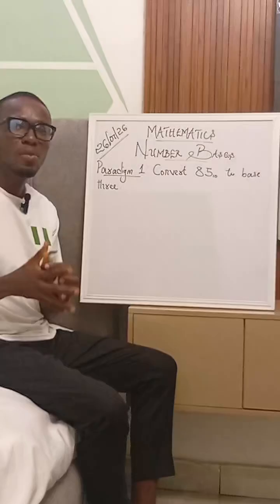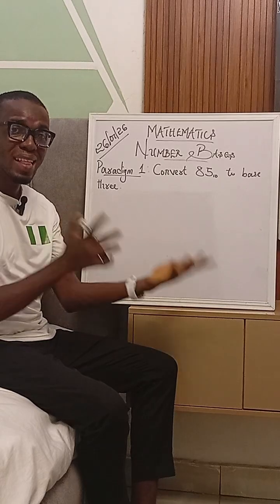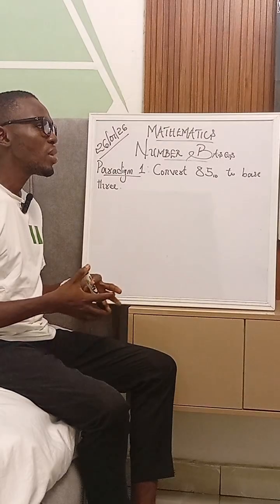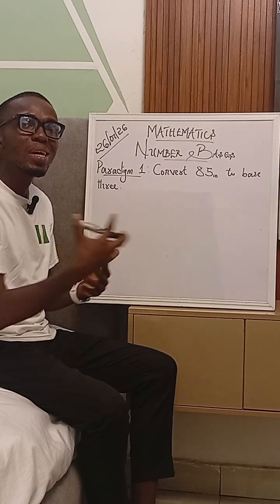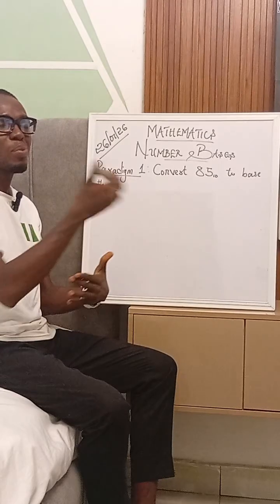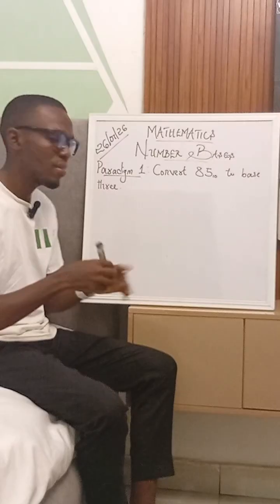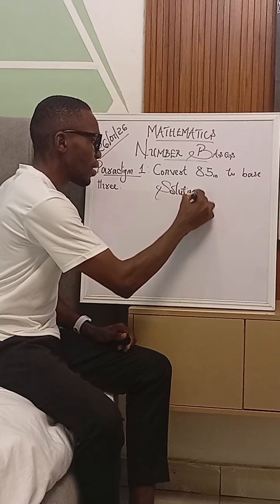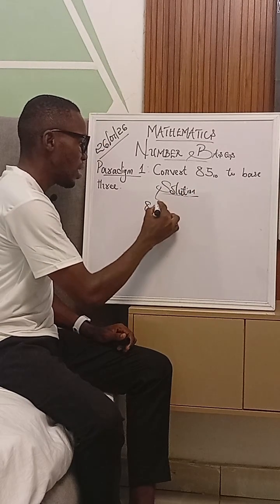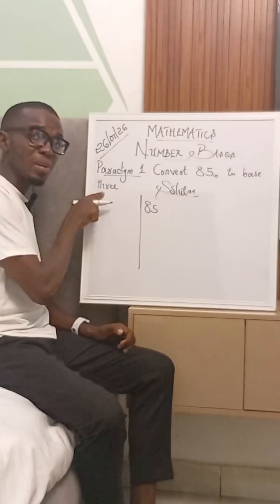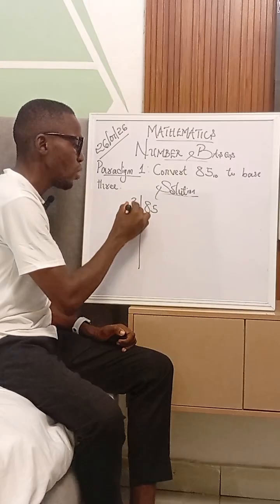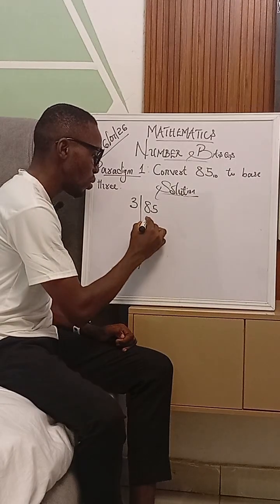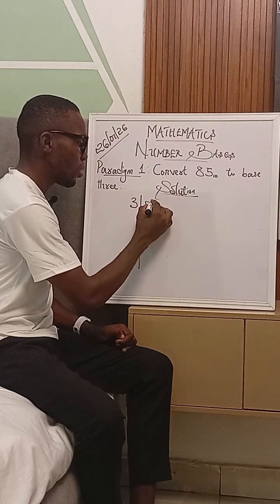If you recall, when we're converting from other bases to base 10, what we did was we were multiplying. Now, if we're converting from base 10 to other bases, we'll do the opposite, which is now division. Very simple. So in that case, we have here 85 and we are dividing by 3 because that's the base we are converting it to. So 3 in 8, what would that give us? That would give us 2, remainder 2.